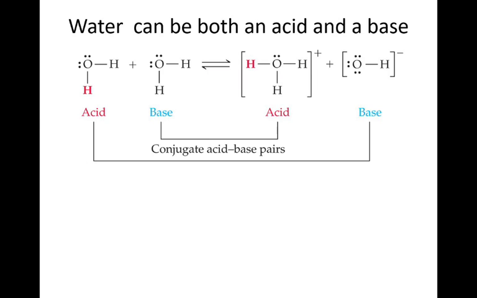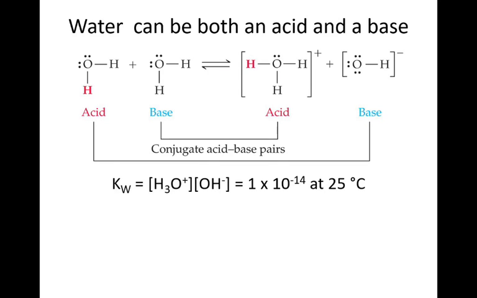Water can be both an acid and a base. Water is also amphoteric. And so we see here water acting as an acid when it donates a proton to the other water molecule. And it can also be a base when it accepts that proton from another water molecule. We call this the autoionization of water.